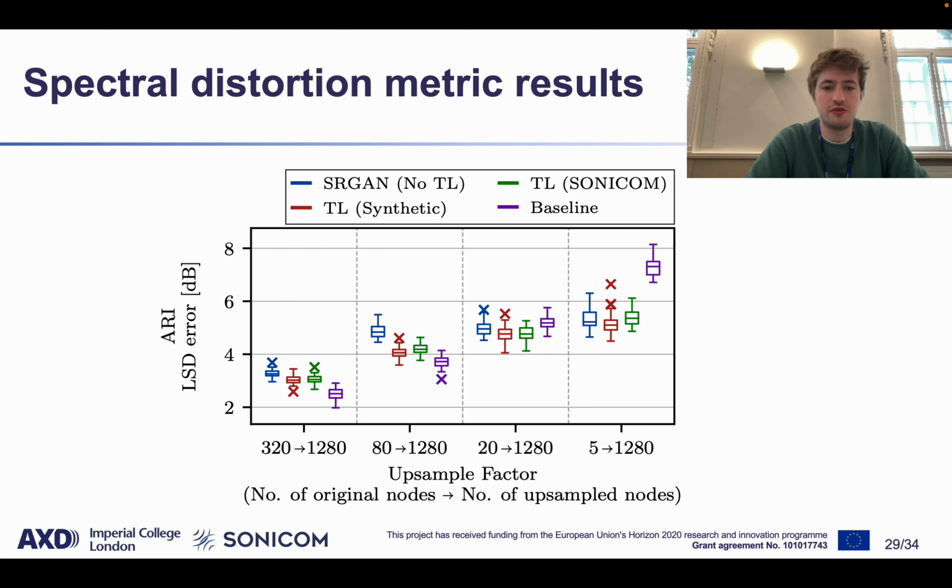And then when we look at transfer learning, we still have the super resolution GAN with no transfer learning, but now also transfer learning with the synthetic data or transfer learning with the Sonicom dataset, the acoustically measured data. We can actually see that this is quite interesting: the synthetic data actually performs better than the acoustically measured data. So it seems that because there are more HRTFs in the synthetic data, it actually works out better.